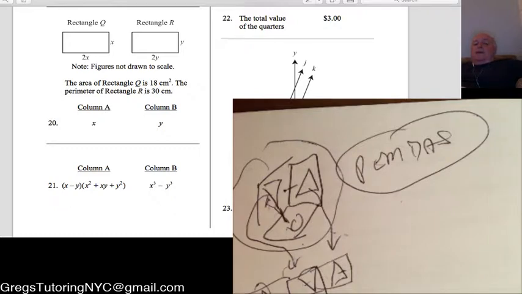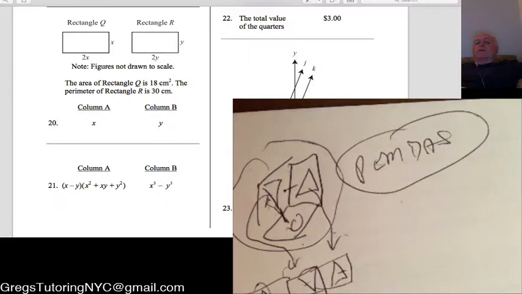So it says the area of rectangle Q is 18 centimeters squared. Okay, there's Q. It doesn't matter which is the length or the width. Normally we work with the longer side, we call that the length, and the shorter side the width. So we have the length of 2x, a width of x, and it's telling us that somehow there's 18 centimeters squared. Okay. The perimeter of rectangle R is 30. So we have 2y on the length of R and y on the width of R.